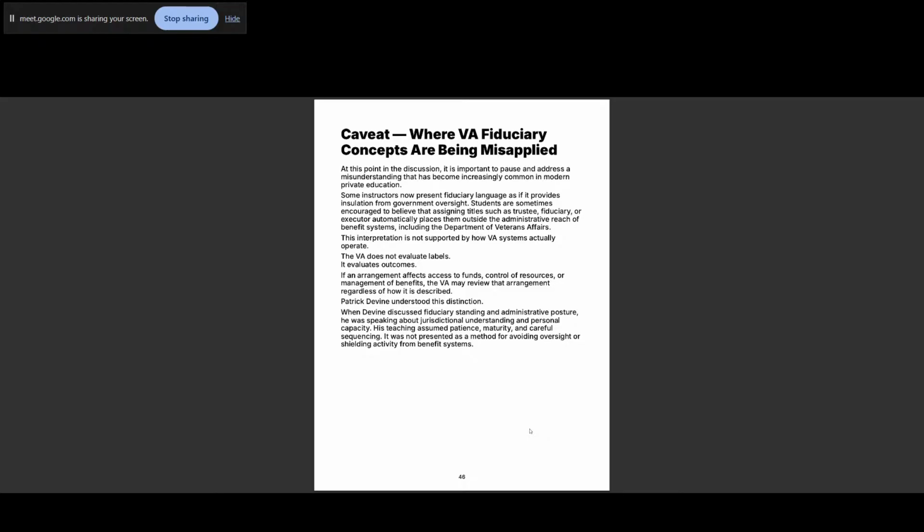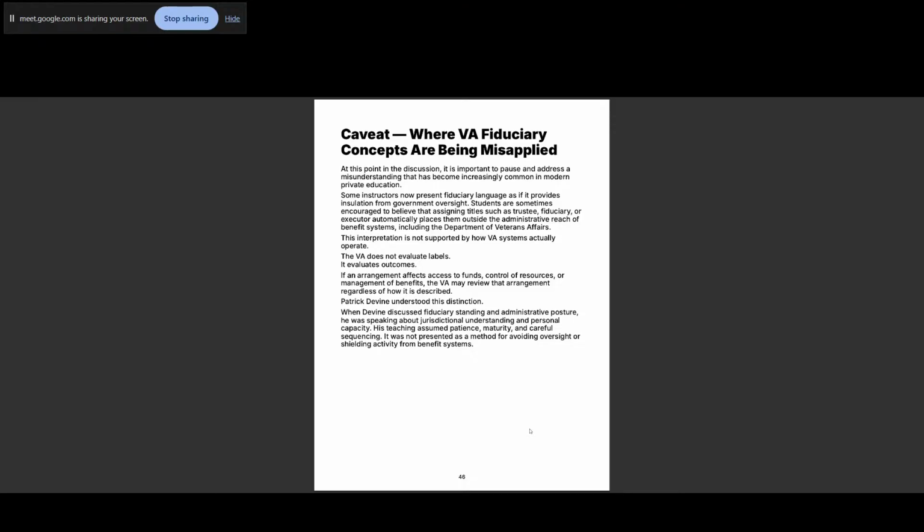Caveat: where VA fiduciary concepts are being misapplied. At this point in the discussion, it is important to pause and address a misunderstanding that has become increasingly common in modern private education. Some instructors now present fiduciary language as if it provides insulation from government oversight. Students are sometimes encouraged to believe that assigning titles such as trustee, fiduciary, or executive automatically places them outside the administrative reach of benefit systems, including the Department of Veterans Affairs. This interpretation is not supported by how VA systems actually operate.